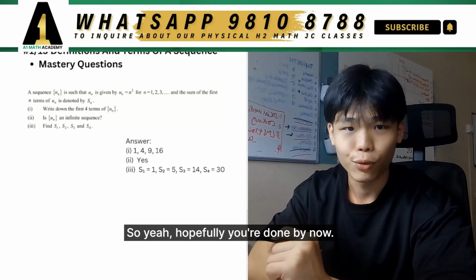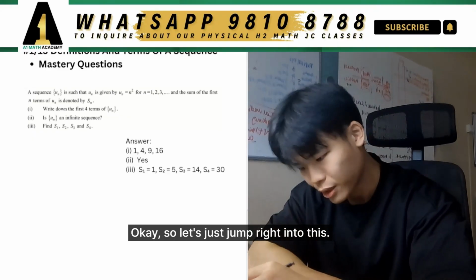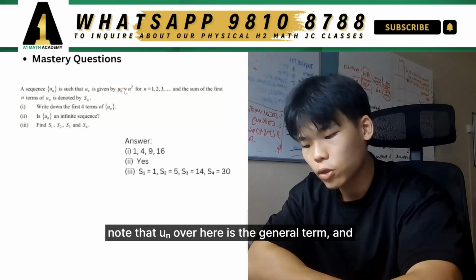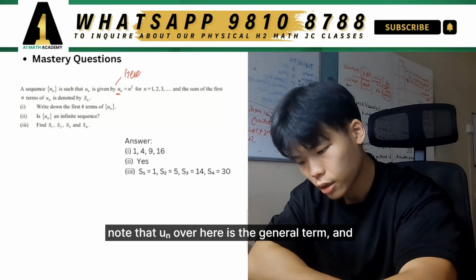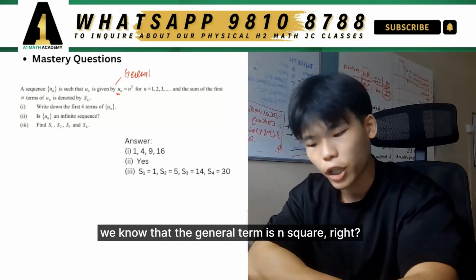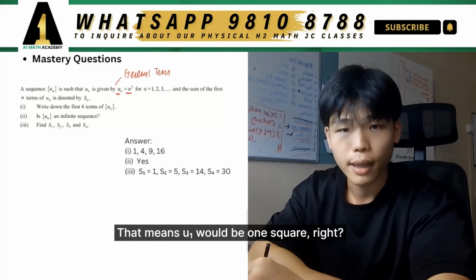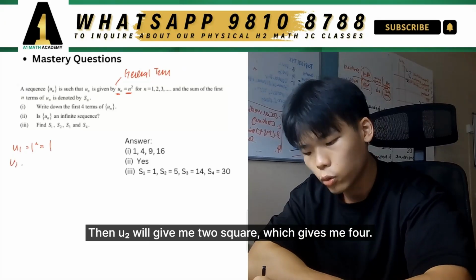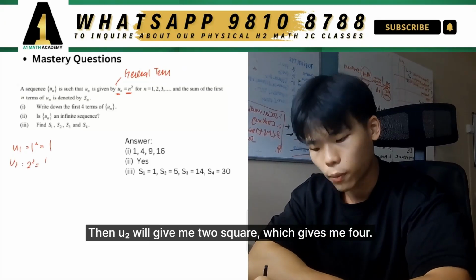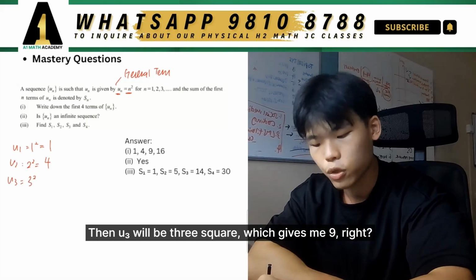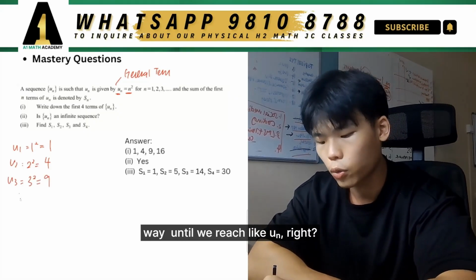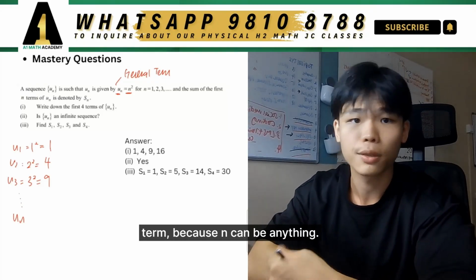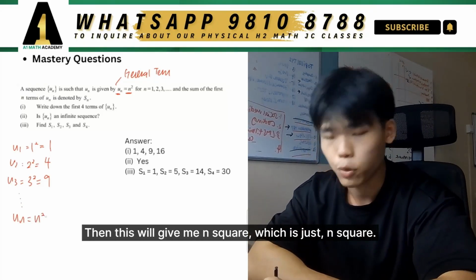So yeah, hopefully you're done by now. Okay, so let's just jump right into this. Let's break down the question. We have a sequence and it's given by un. So just note that un over here is the general term, and we know that the general term is n squared. That means u1 would be 1 squared, which gives me 1. Then u2 will give me 2 squared, which gives me 4. Then u3 will be 3 squared, which gives me 9. And then of course this goes all the way until we reach un, which is the general case. That's why we call it the general term, because n can be anything. And then this will give me n squared.